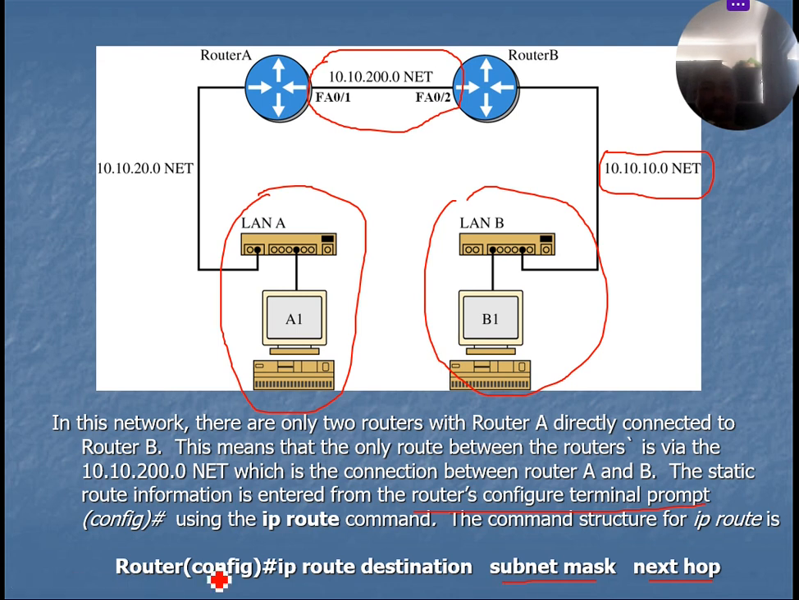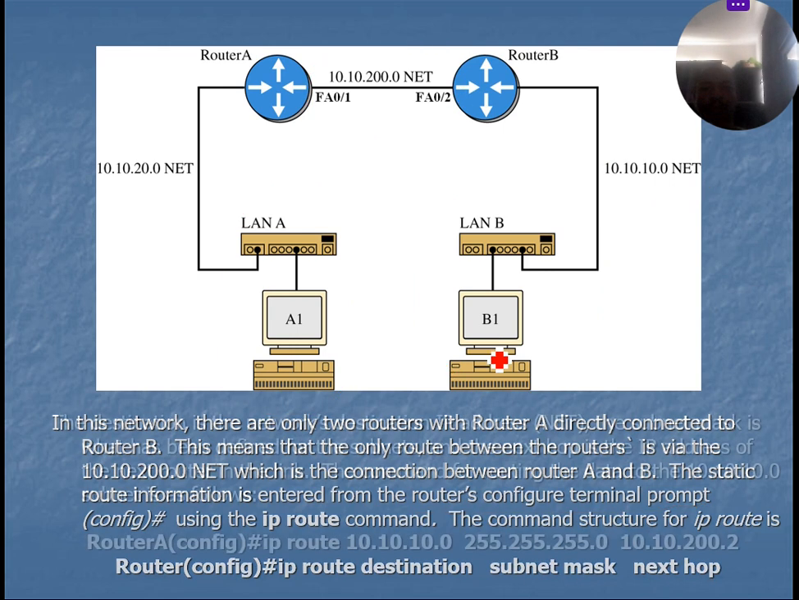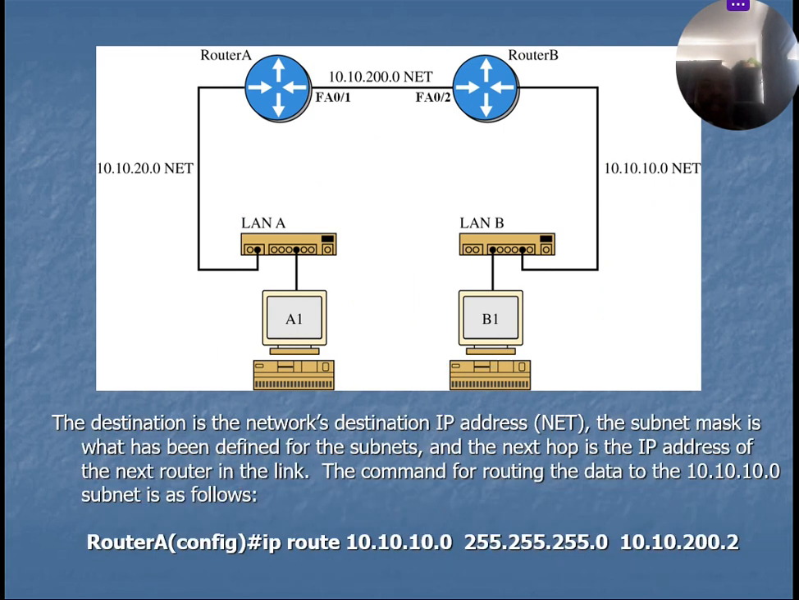Once you type this in the router configure terminal, then you'll be able to create a static route between a data packet here to a data packet in another local area network. Now the destination is the network's destination IP address, which we've mentioned. The subnet mask is what has been defined for the subnets that we have itemized, I have mentioned already, right? And the next hop is the IP address of the next router in the link.